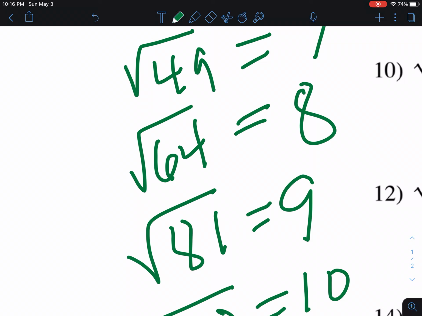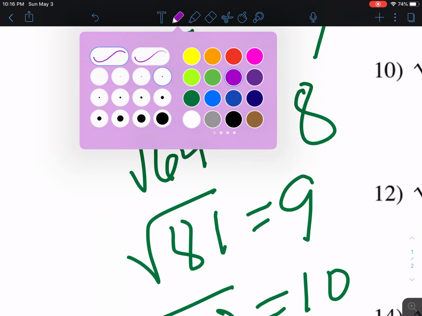Let me change my color here. Let's see. I'm not very good at this. Okay, let's go with purple.